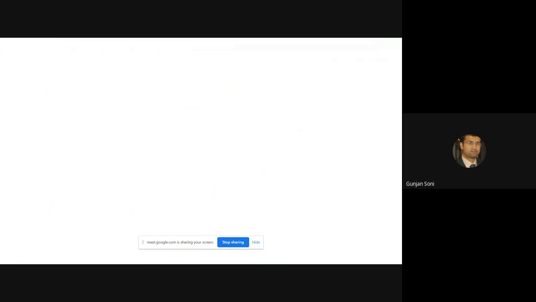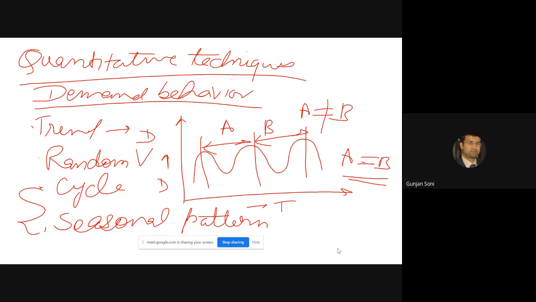Okay, so we were talking about what the quantitative techniques are, and if you look at the slide from yesterday, we can see that when we are talking about forecasting methods, the different forms of forecast movement which we observe were trend, random, cycle, and seasonal pattern. We will talk about this in detail.